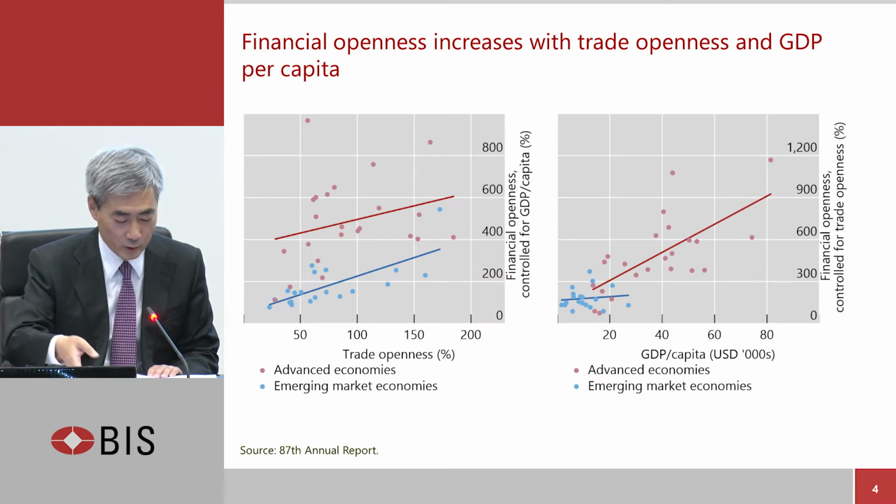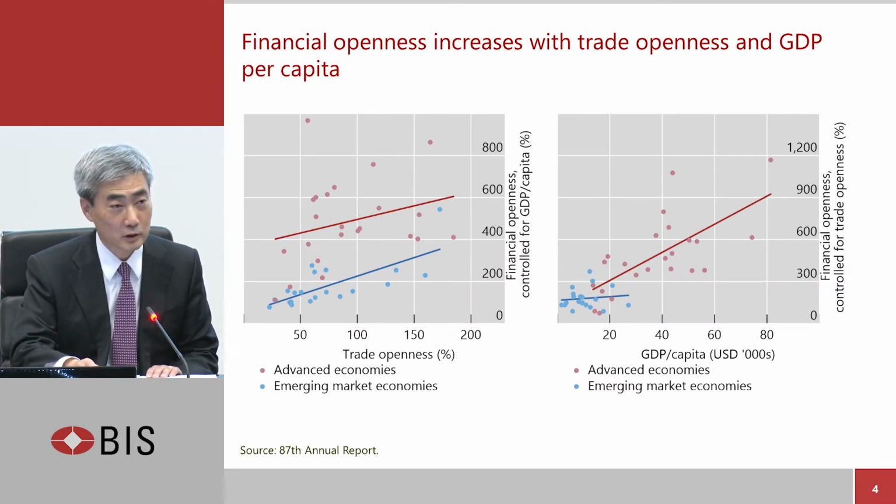These charts from the annual report show how financial openness relates to trade openness on the left-hand panel and GDP per capita on the right-hand panel. On the left-hand panel, you see that there is an upward-sloping relationship between trade openness and financial openness, but we see that the advanced economies are more financially open, even when controlling for the level of trade openness or indeed GDP per capita. So the advanced economies are represented by the red dots.